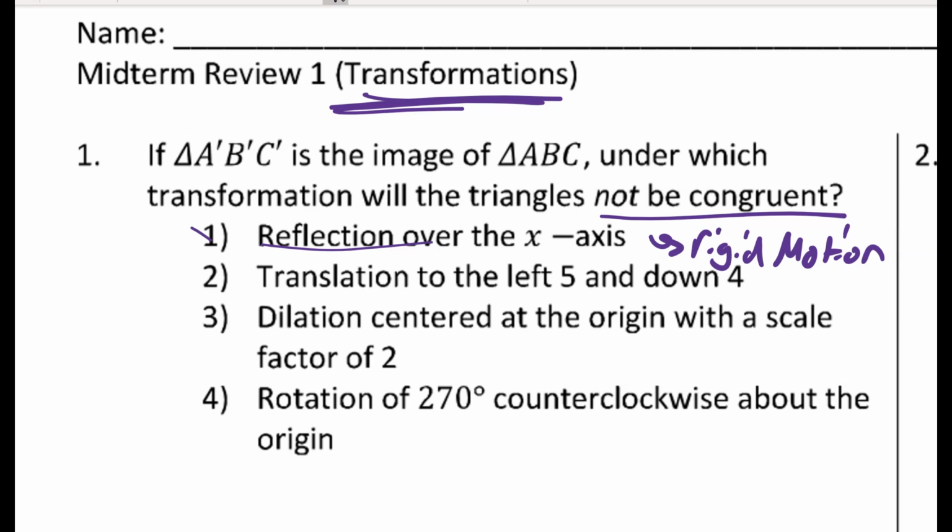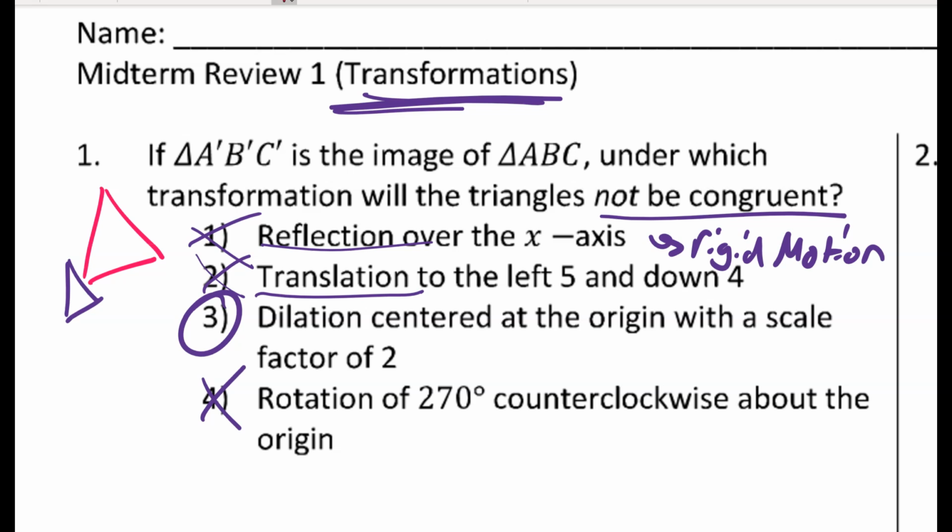So a reflection's a rigid motion, so that can't be it. A translation, just moving something left, right, up, down, that's a rigid motion. A rotation, spinning something around, is a rigid motion. But a dilation, centered at the origin with a scale factor of 2, remember that's, let's say if I've got that triangle, and then I dilate it by a scale factor of 2, it would double in size. So all of a sudden these side lengths are no longer congruent. So anytime you have a dilation, the images will not be congruent.